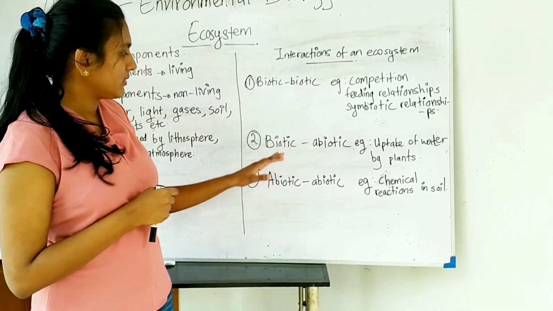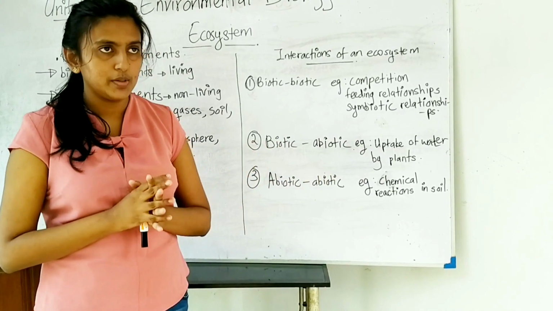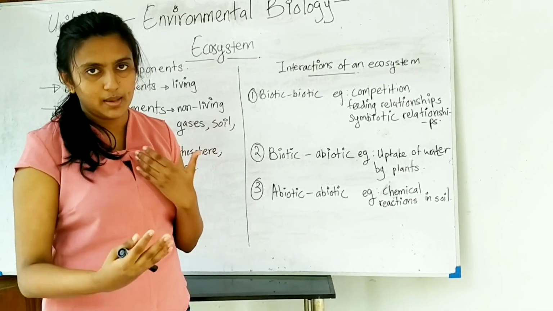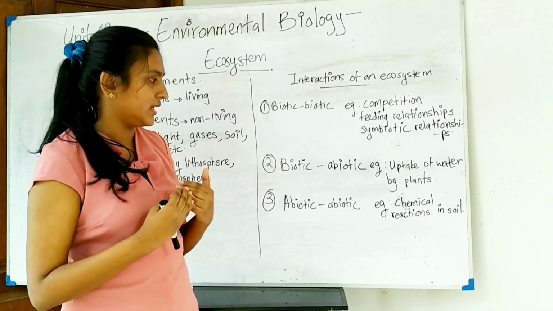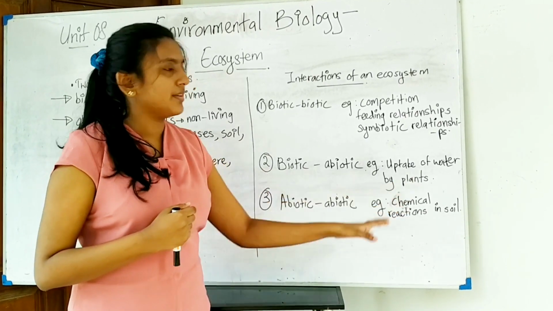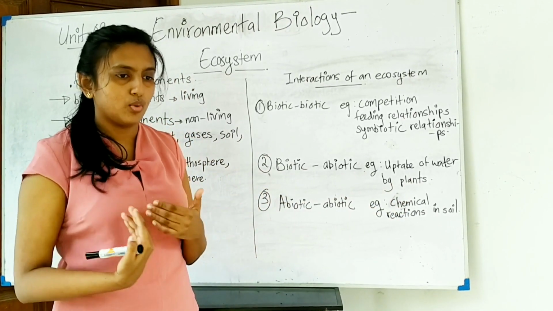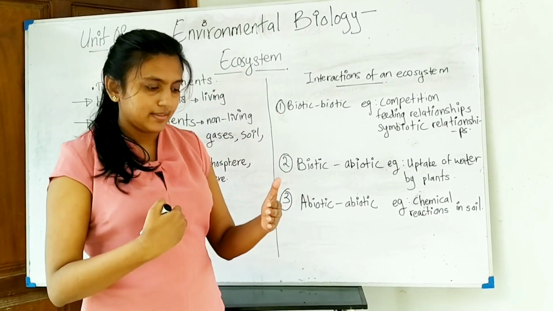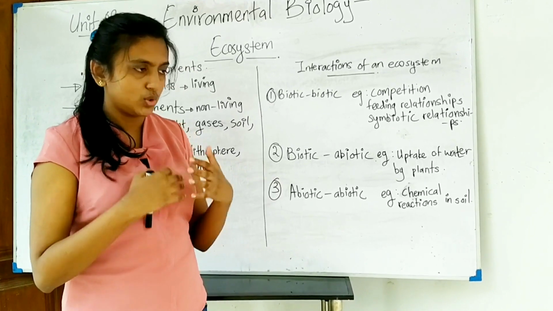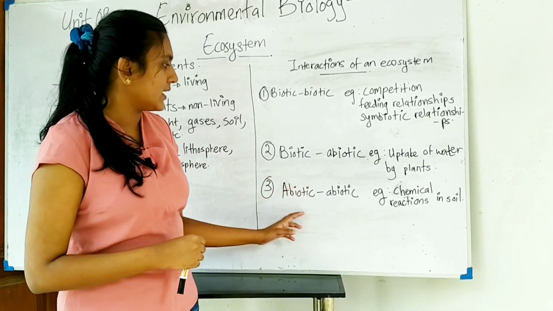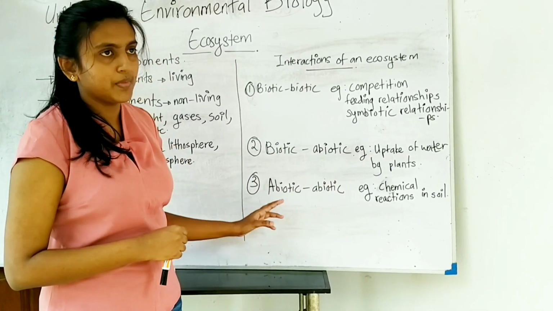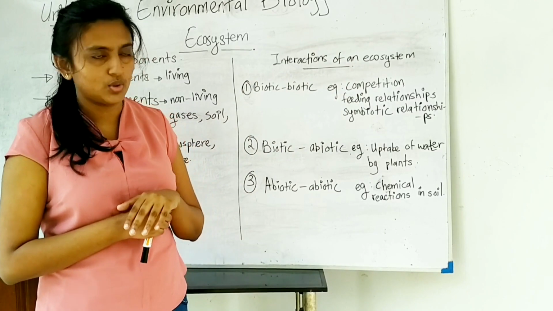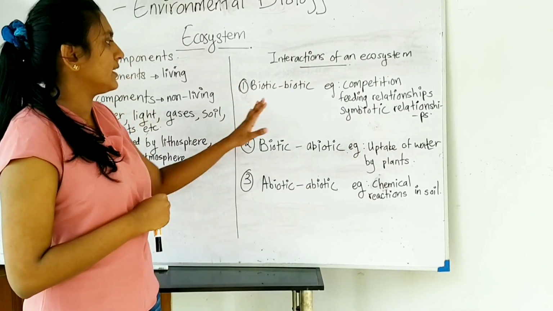Then the last one is abiotic relationships. That means interactions that occur between non-living things themselves. When we consider non-living things, we can take an example: chemical reactions in soil. In soil there are so many non-living, abiotic components, and chemical reactions occur between those components, which are categorized under abiotic interactions. These interactions are also very important for the functioning of an ecosystem. So these are the interactions of an ecosystem.